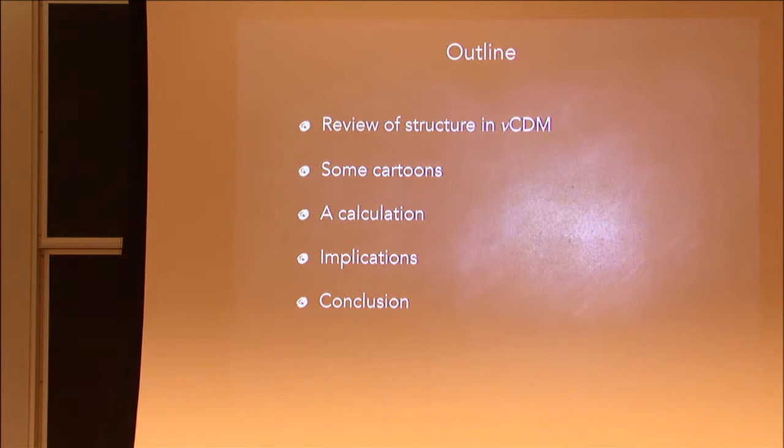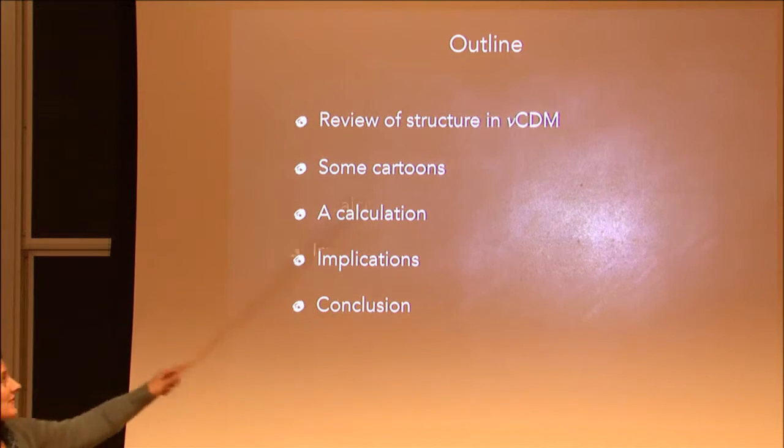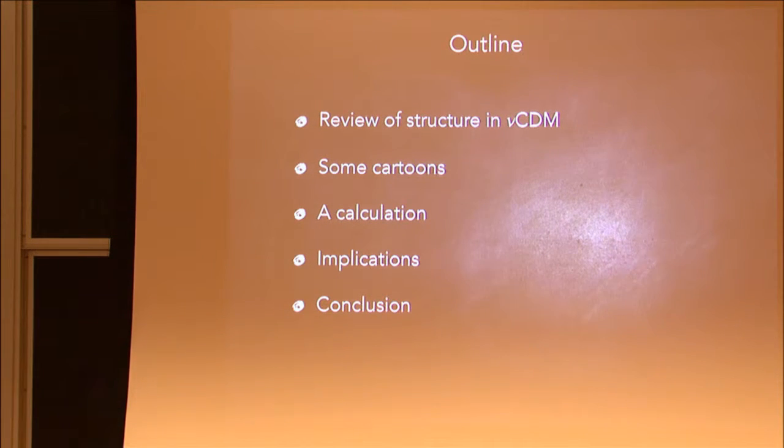So I will quickly review some of the stuff about the growth of structure in cosmologies with massive neutrinos and cold dark matter, and then a little cartoon discussion of how to think about halo bias given linear structure formation in neutrino cold dark matter cosmologies, and then an example simple calculation, and then some implications of the idea.